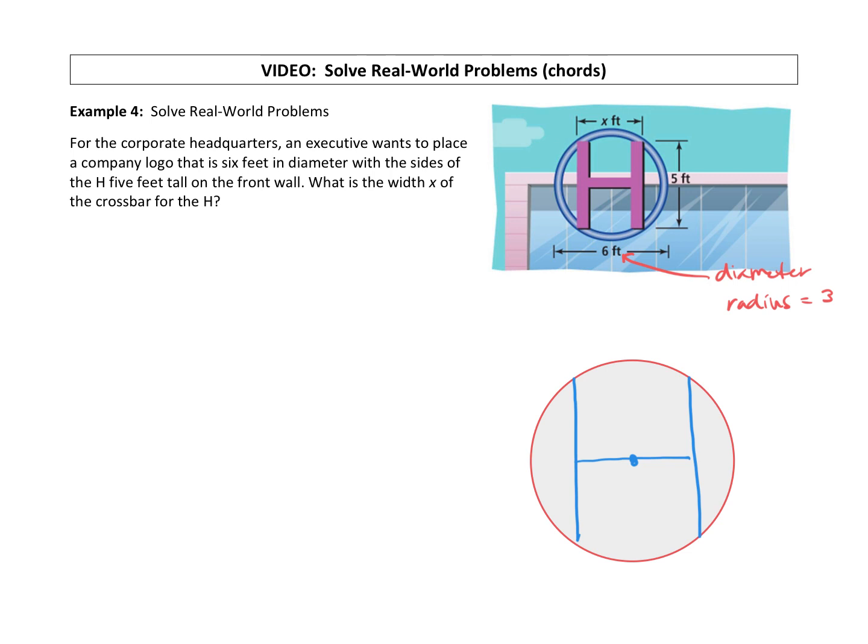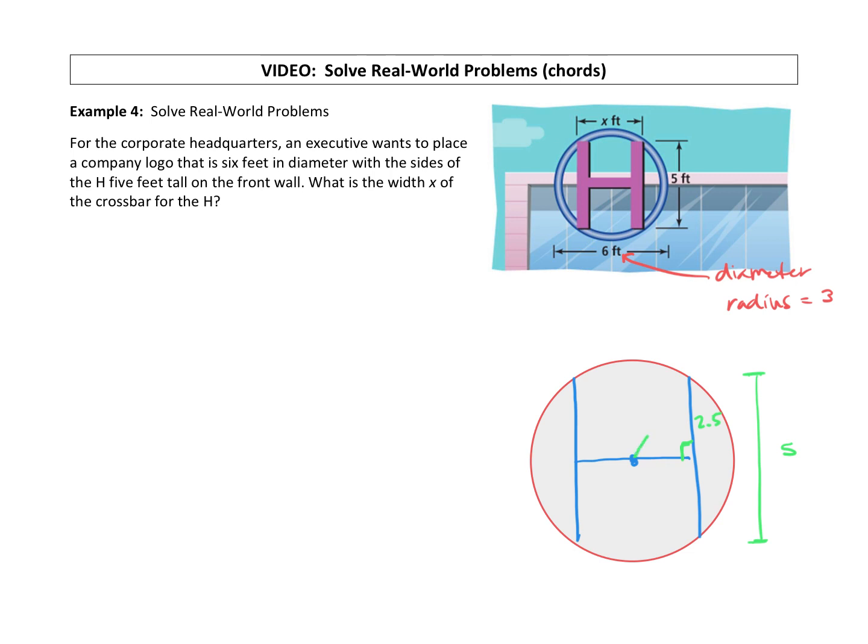Let me back up. All right, so we know that the height of the H from here all the way down to here is 5 feet. So that is going to be cut in half with the crossbar of the H. So we know we've got 2.5 feet and 2.5 feet. I am focusing on this 2.5. I'm about to end up with a right triangle right here.